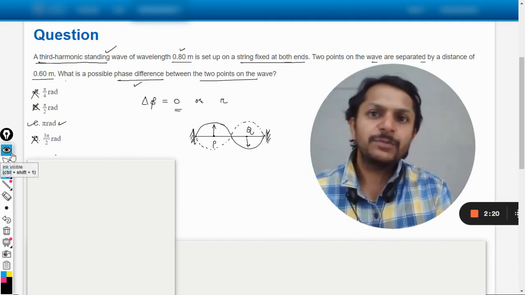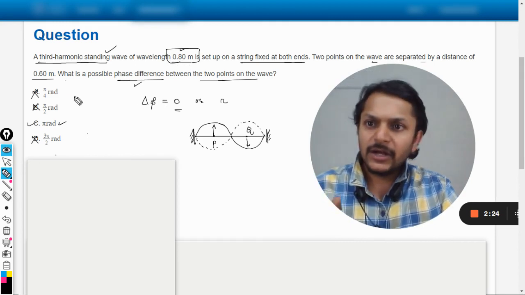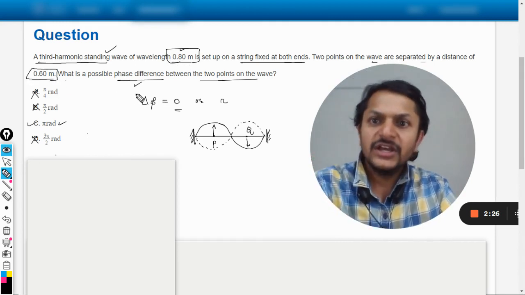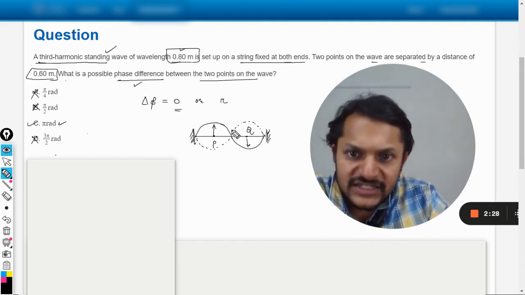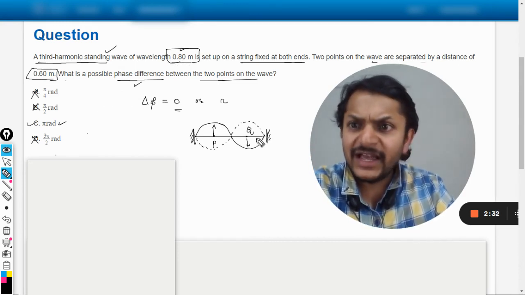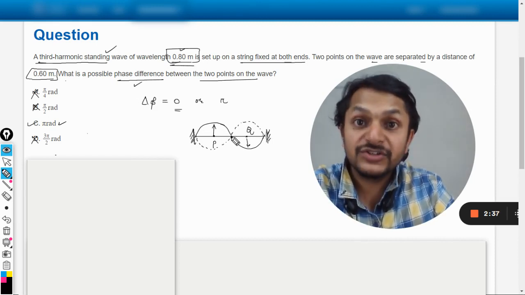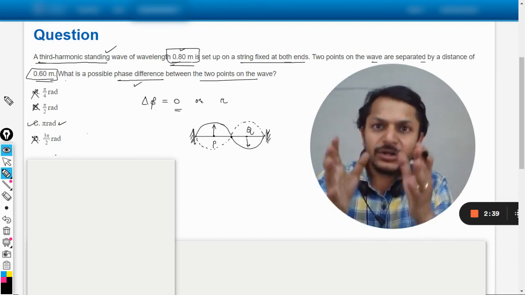So the answer is pi. We will see whether the answer is pi or not, because the wavelength is given and the distance is 0.6. So you see the wavelength, this is one wavelength if we are taking this particular example. The wavelength is 0.8, so this is the midpoint, which is 0.4 meters away. And the distance given is 0.6 meter.